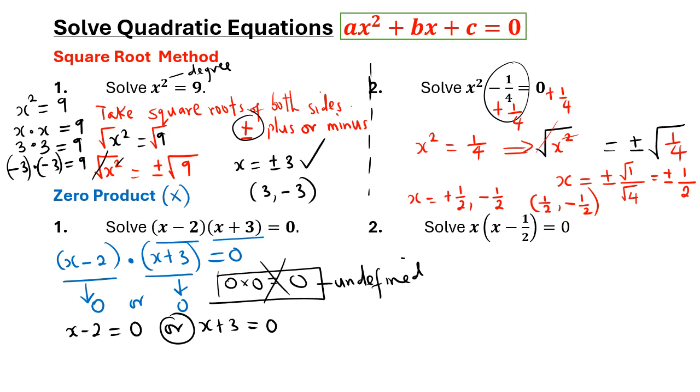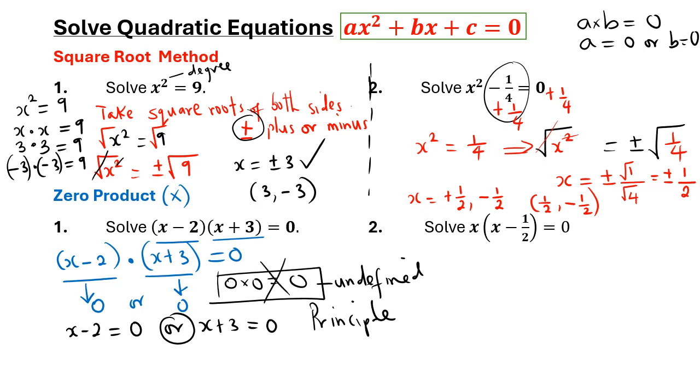So this is how you set it up. So this is what you call the zero product principle. Okay, so if you have A times B equal to 0, it means that A is either 0 or B is 0. You get it? So that's what we're using here.